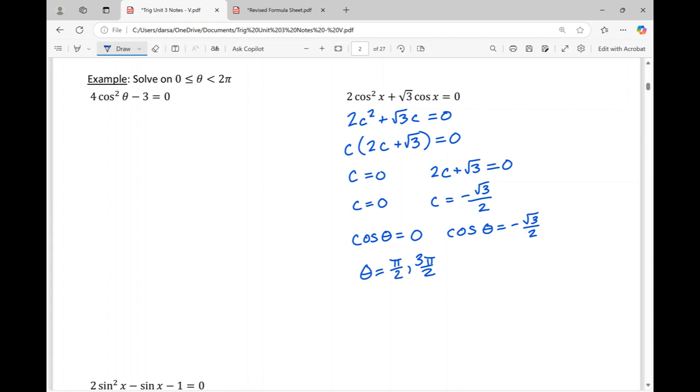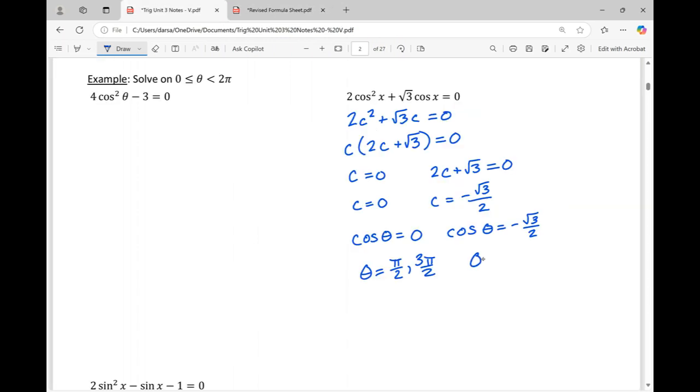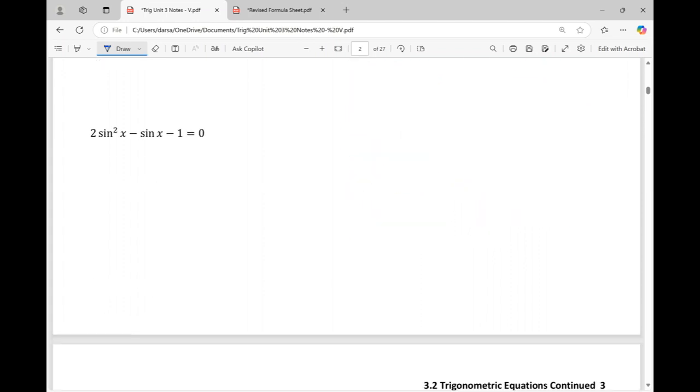But we also need to know where is cosine equal to negative square root of 3 over 2. So that is going to happen at 5 pi over 6 and 7 pi over 6. So we get 2 more answers for the second part. So theta is 5 pi over 6 and 7 pi over 6. So how many answers did we get to this problem using factoring? There are 4. Let's try one more of those.